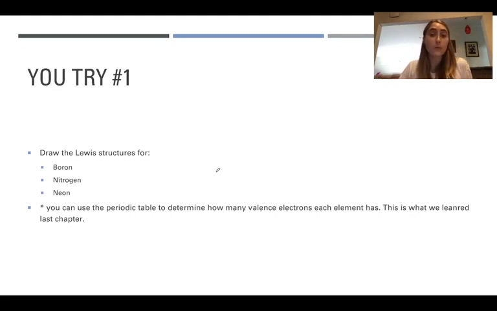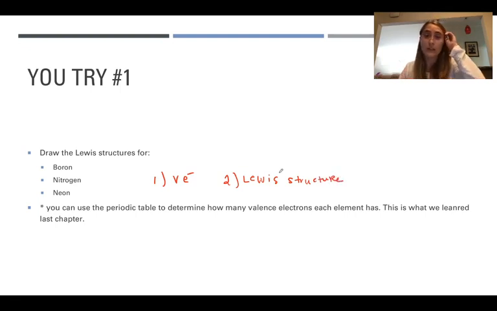Okay, so we're at our first Try. You're going to pause, get that piece of paper, label it Try number 1, and draw 3 different Lewis structures: one for boron, nitrogen, and neon. The first thing you want to do is identify the valence electron count. Once you identify the valence electron count, then you can draw your Lewis structure. Go ahead and pause me here, write your diagrams out, and as we go to the next slide, you'll notice all the answers are there, so you can use that as a check. I'm not really looking to see if you got everything correct. I'm just making sure you're watching the videos and you're at least attempting the problems. So we'll go ahead and move on here.